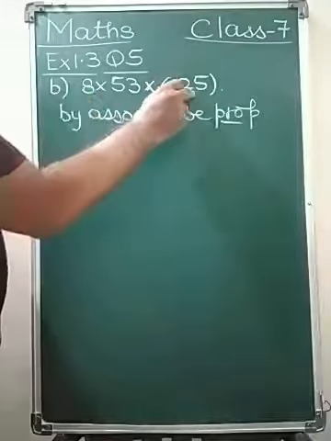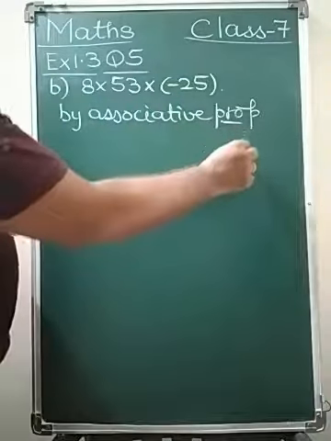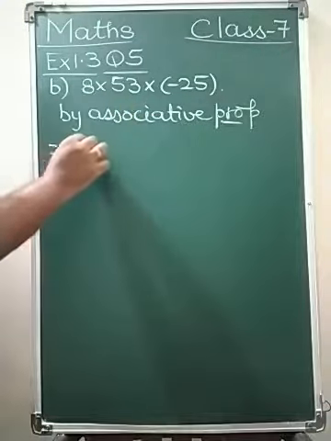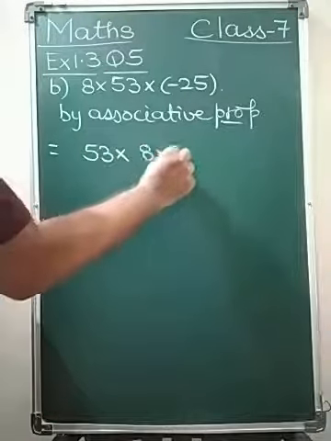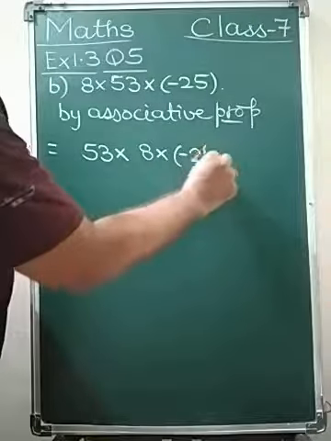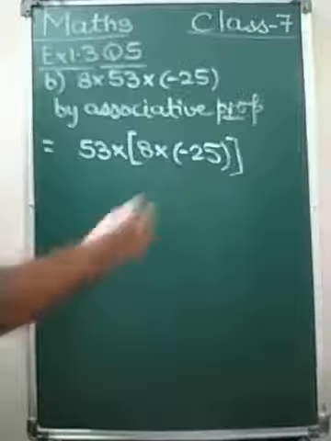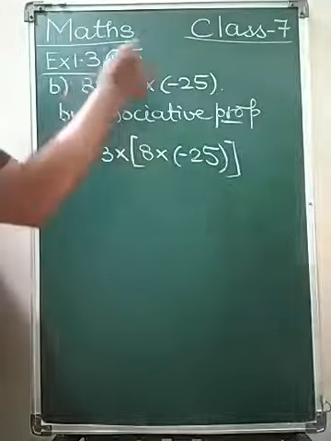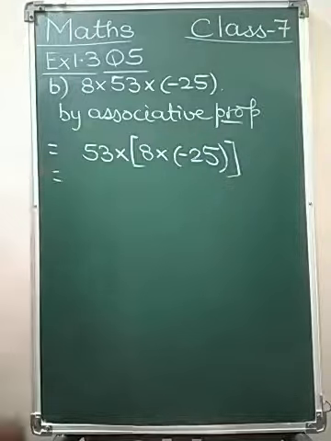But if you multiply 8 and 25, 8 5s are 40, on the units place we will get a 0. So we will associate 8 and minus 25. So this equals 53 multiplied by 8 multiplied by minus 25. What we have done is just shifted 8 to this side. So by the associative property we will give this a bracket. That means we have made an association of a multiplied by c and then multiplied by b. We have written this in our properties. Now first we will solve the bracket.